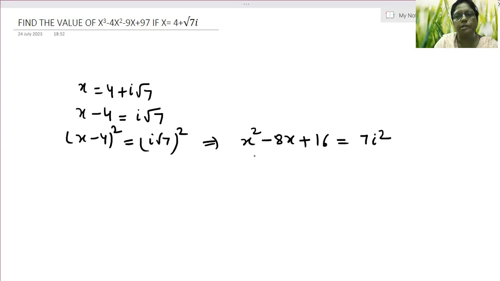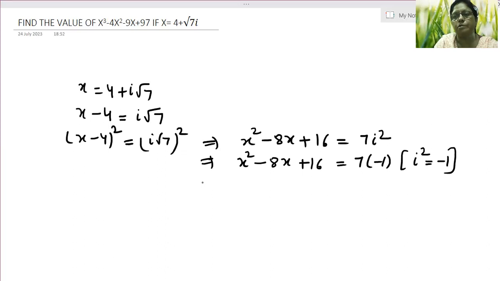So this is x square minus 8x plus 16 is equal to 7 into minus 1. Put the value of i square as minus 1. So here we can write x square minus 8x plus 23 is equal to 0. This is equation number 1.